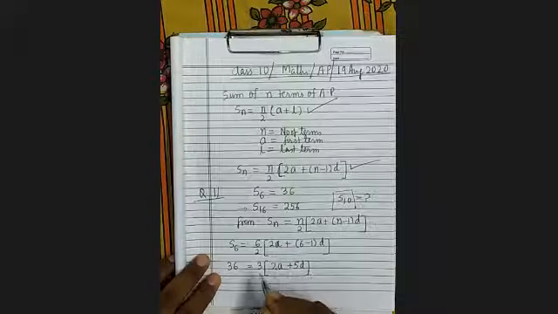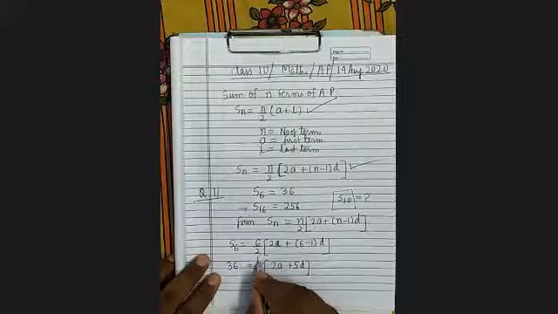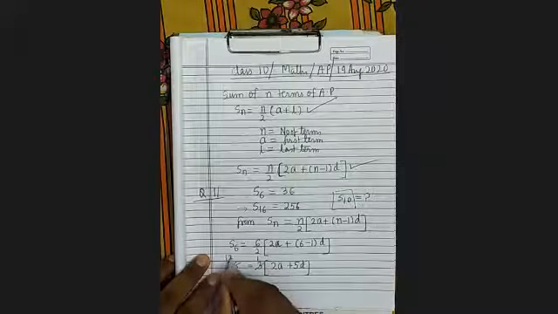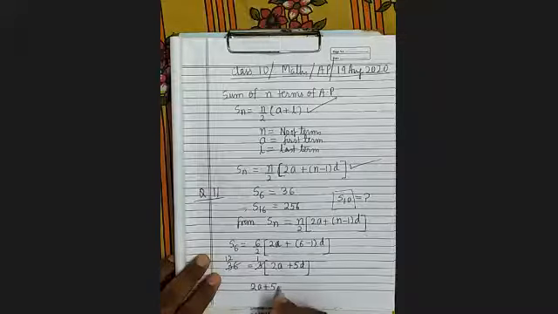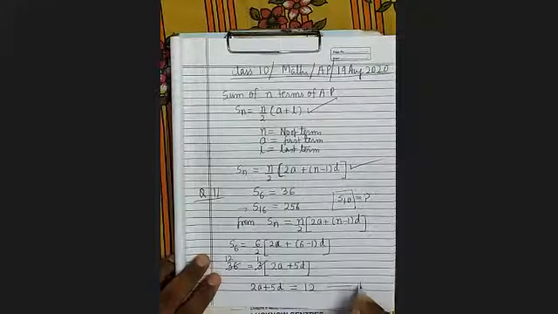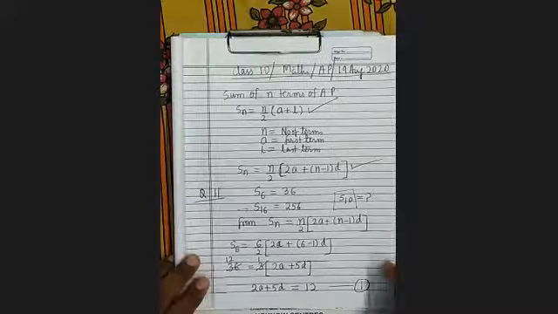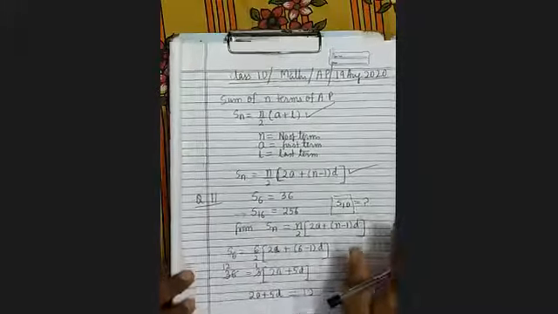Now see here, 3 times something equals 36, so divide 36 by 3, what will come? 12. So this equation will become 2a plus 5d equals 12. Is it okay? Understood?